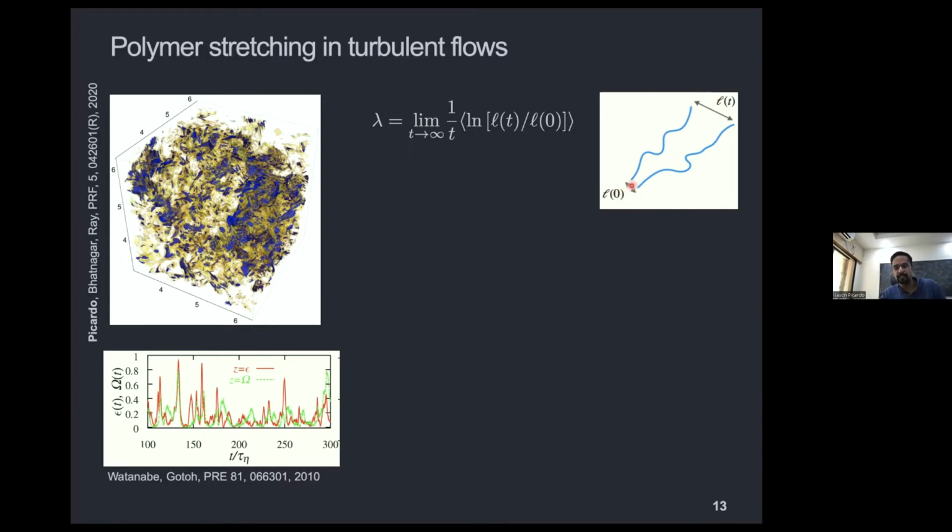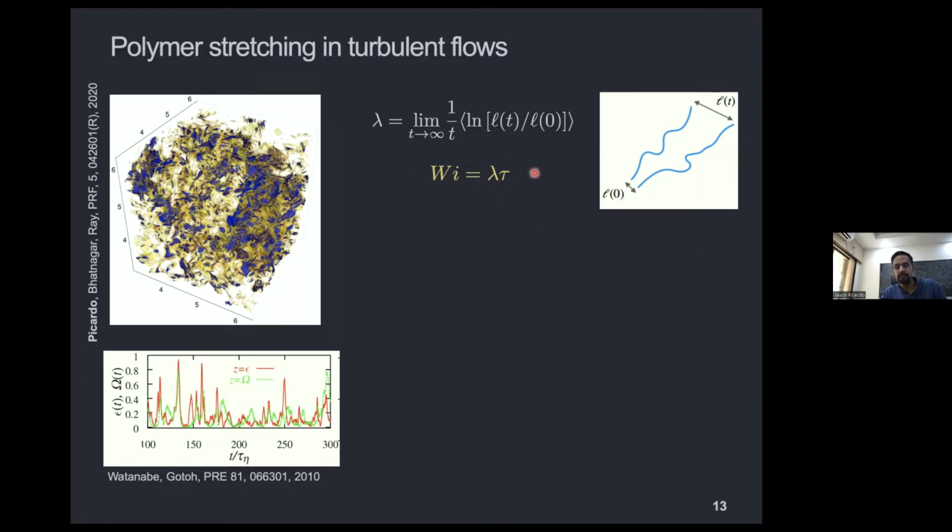So if we think of the polymer, if we think of a material line element advected along the flow, then we know that if the flow is chaotic, this thing is going to grow exponentially in the long time following the Lyapunov exponent, defined in the usual way. And so it becomes natural to think of the Weissenberg number now as a ratio of the time scale of the polymer to the time scale of the flow, where now that time scale is just the inverse Lyapunov exponent.